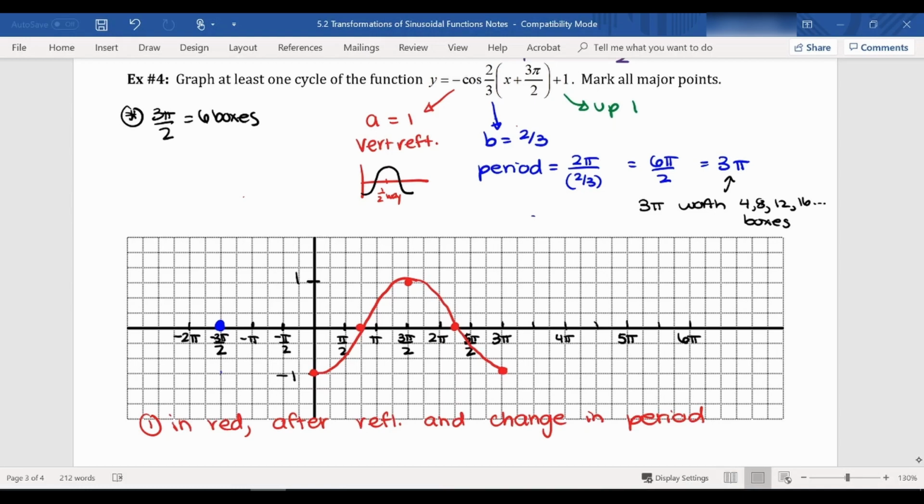So my next point, same thing, left 6 boxes, up 3 boxes, and then left 6 boxes, up 3 boxes, left 6 boxes, up 3 boxes, and left 6 boxes, up 3 boxes. It's not very neatly drawn.